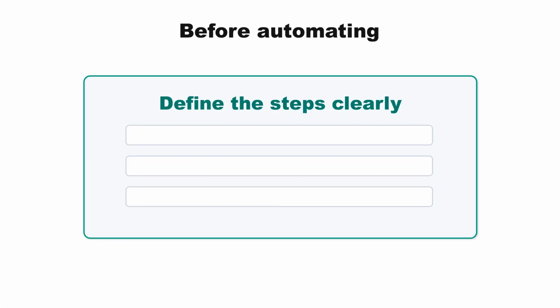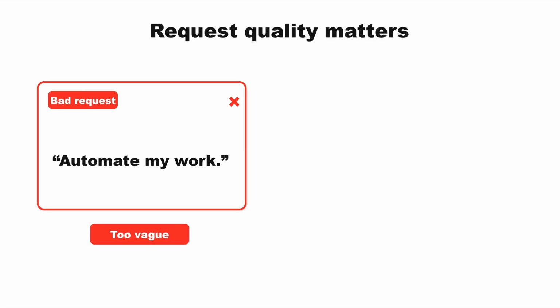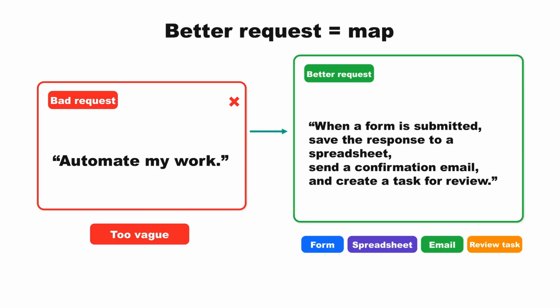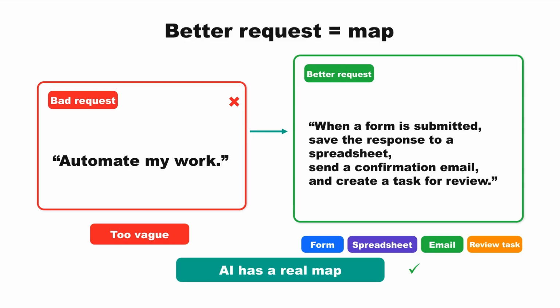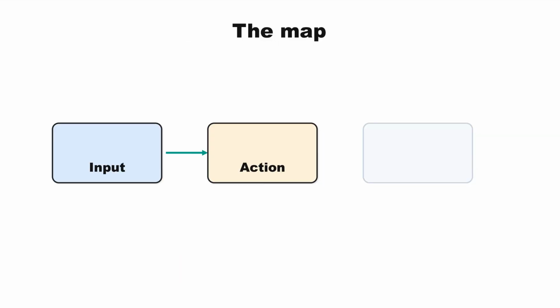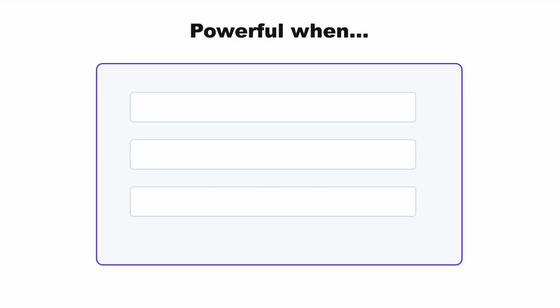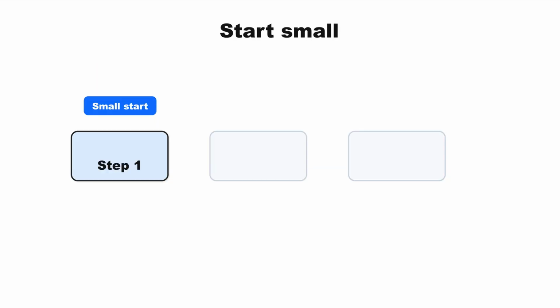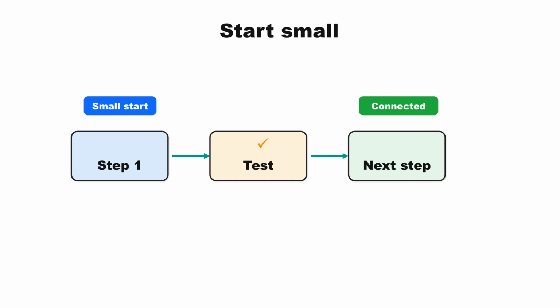So before automating, define the steps clearly. Bad request, automate my work. Better request, when a form is submitted, save the response to a spreadsheet, send a confirmation email, and create a task for review. Now the AI has a real map. Input, action, output. Automation is powerful when the task is repetitive, clear, and easy to test. Start small. Test one step, then connect the next.